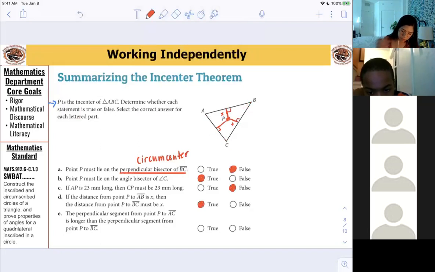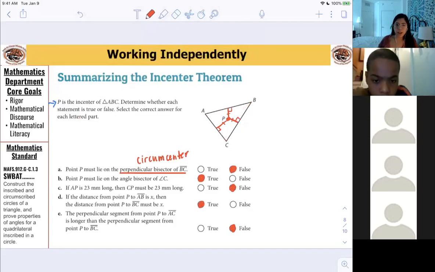And then finally, the perpendicular segment from point P to AC, so that's talking about this segment, is longer than the perpendicular segment from P to BC. Is that true or false? It's false, because we already discovered that they're all the same length. We discovered that all three of these would be congruent. False, true, false, true, false.